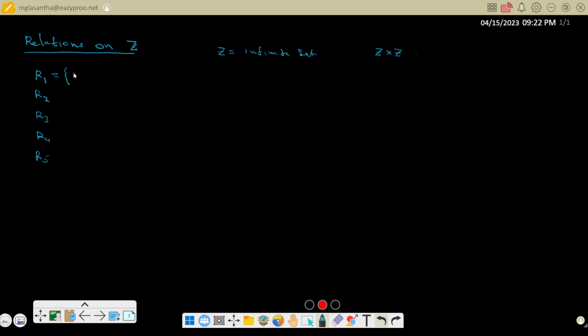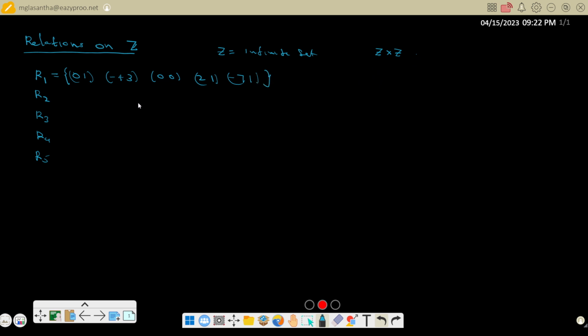Right, R1. If I write (0, 1), (-4, 3), (0, 0), (2, 1), (-7, 1). Is this a relation or not?